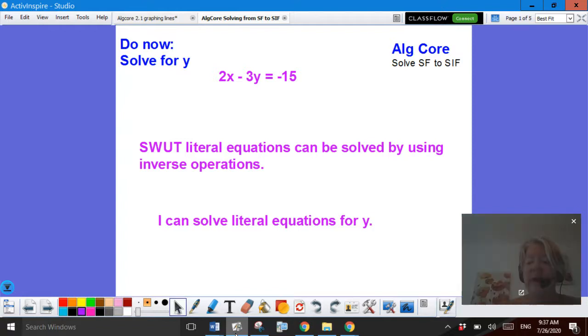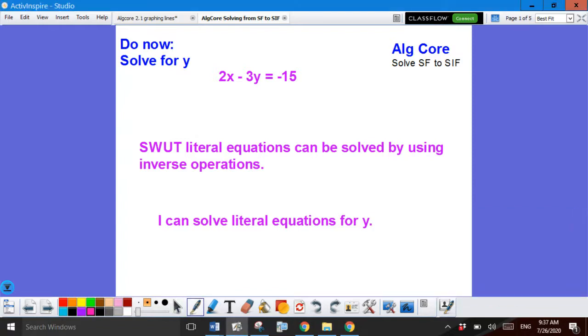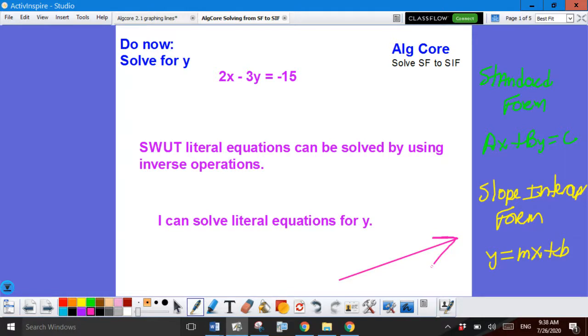So I want you to think about the two forms of linear equations. Okay, we have two. We have standard form, which is ax plus by equals c. And we also have slope intercept form, which is y equals mx plus b. And this one is the one that we are using right now because we're trying to graph and we need our slope and our y-intercept.